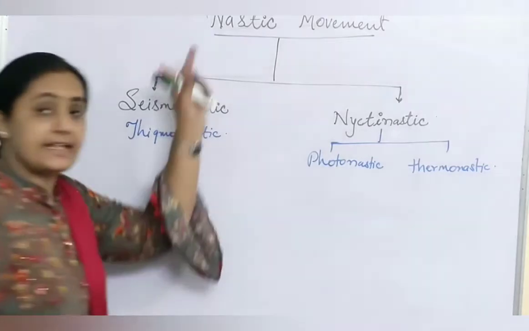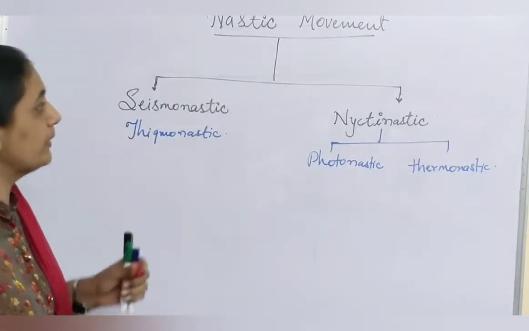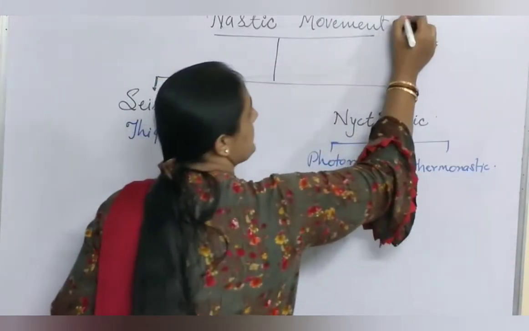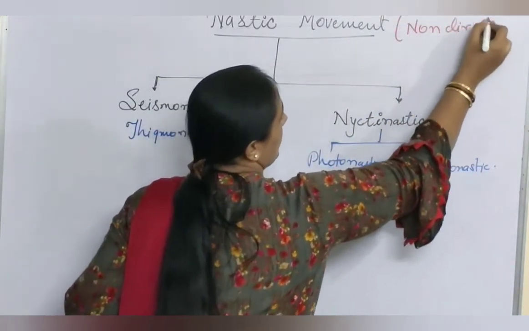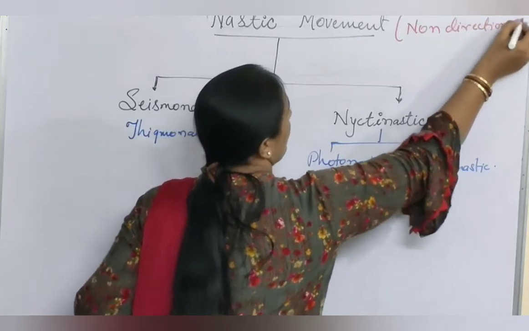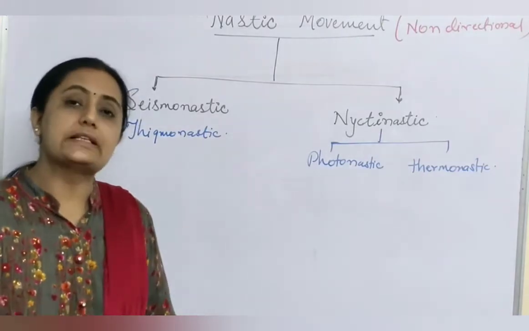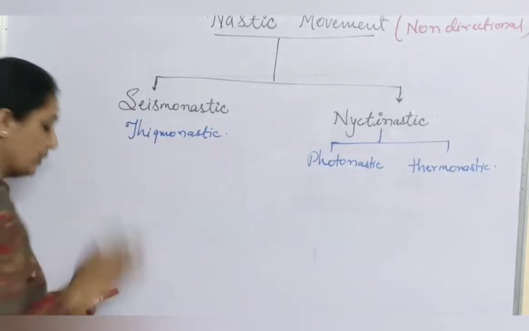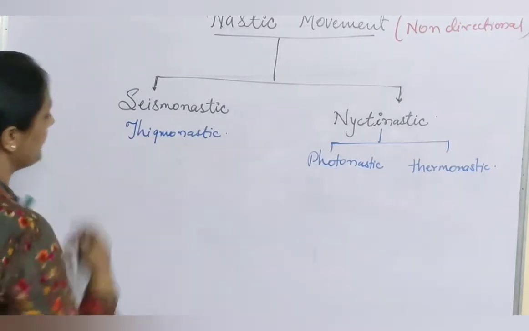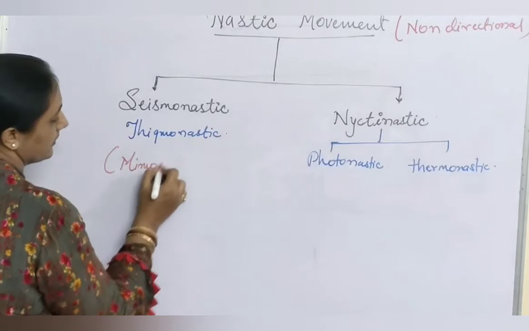Now what is this nastic movement? We discussed once. Nastic movement is non-directional. It does not depend on growth. It is non-directional movement, but not depending on growth doesn't mean that it never shows growth. Now here, the commonest example for thigmonasty is the mimosa plant.